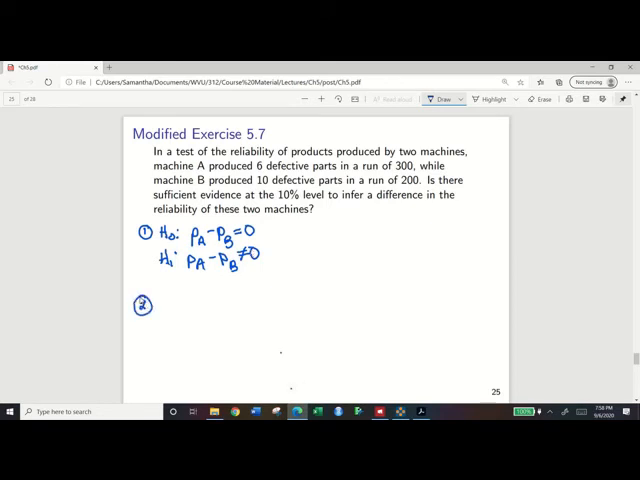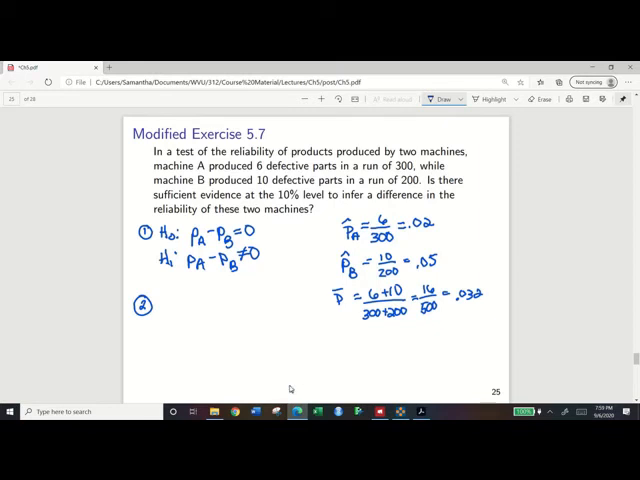Step 2, we'll calculate our test statistic. We know that PA hat is 6 over 300, which is equivalent to 0.02. PB hat is 10 over 200, which is equivalent to 5% or 0.05. And our P bar is 6 plus 10 over 300 plus 200, which is 16 over 500, which equals 0.032 or 3.2%.